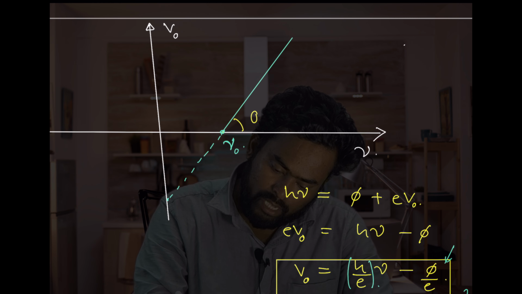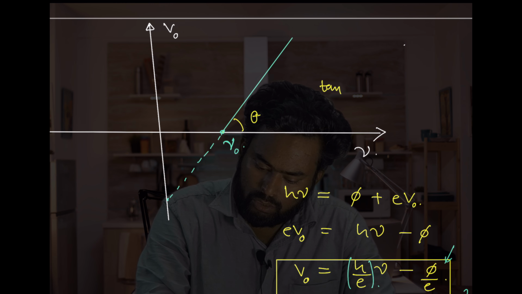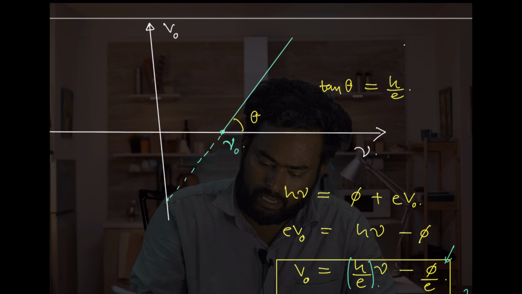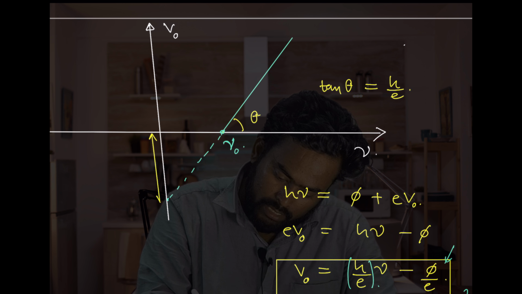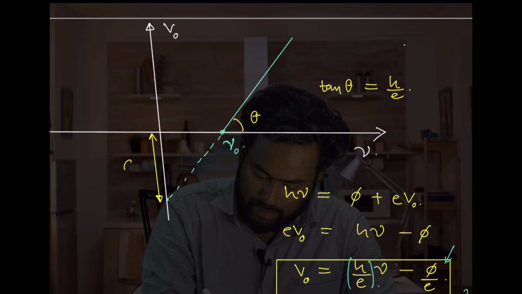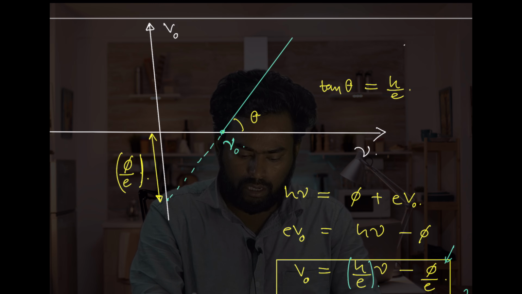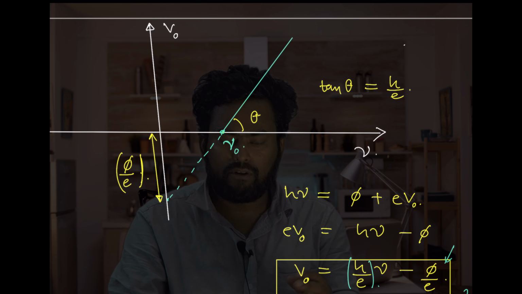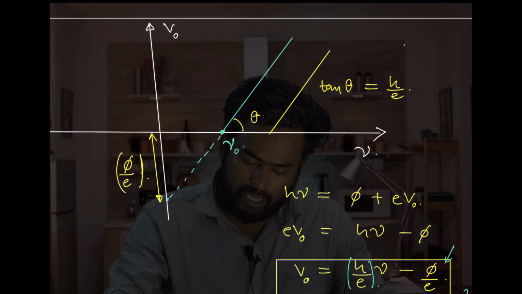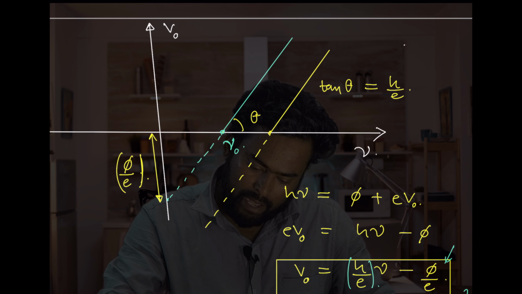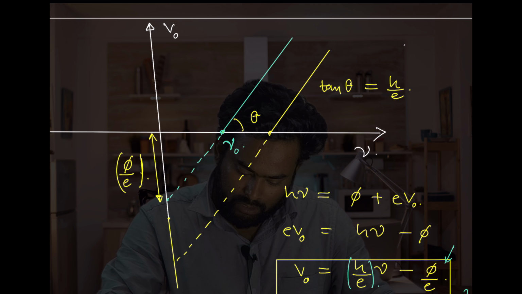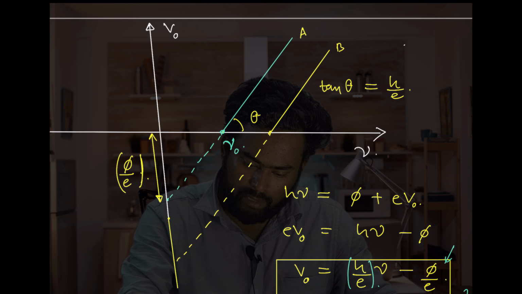Okay. Slope of this line, if this is theta, slope means tan theta, and slope will be given by h by e. This intercept will be phi by e. Now if you draw this graph for multiple metals, for various metals the slope will remain the same, so the graphs will be parallel. For example, I have plotted one more graph on the same line. This is for metal A, this is for metal B.